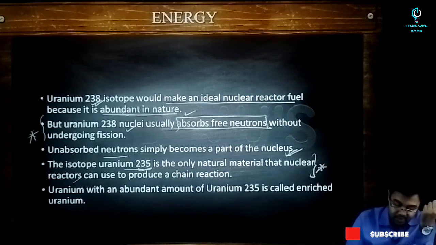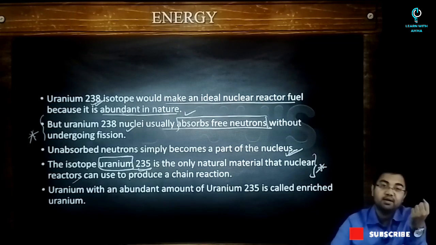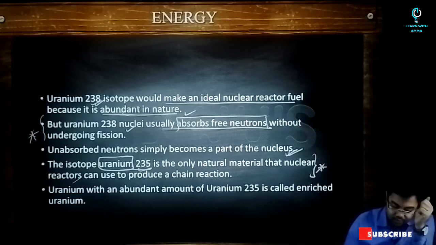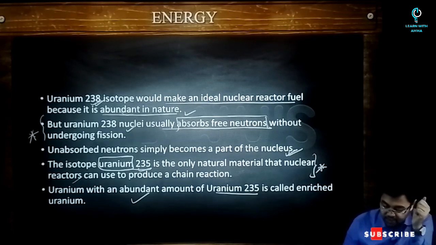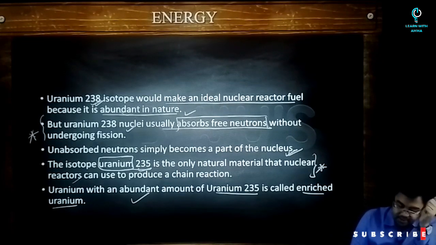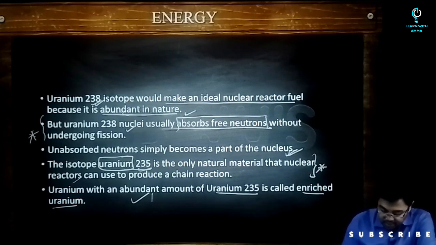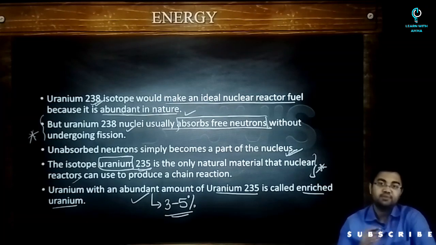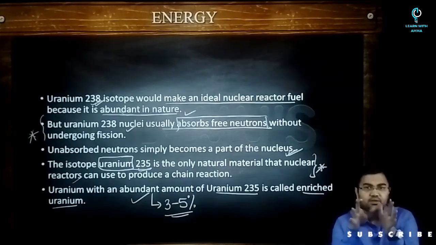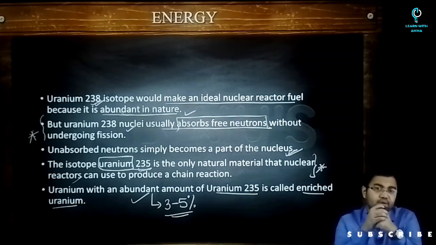That's why uranium is such an important element, such an important mineral. Uranium with an abundant amount of uranium-235 is called enriched uranium, something that we already saw. Abundant amount means the presence there is 3 to 5% instead of 0.7%. So these are the basics of nuclear fission.